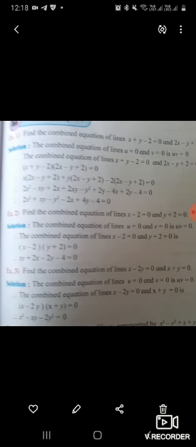That's why it is called the combined equation of the line. Now see the second question. First, u is x minus 2, v is y plus 2. So here u into v is equal to 0. For the combined equation, you open the bracket: xy plus 2x minus 2y minus 4 is equal to 0.